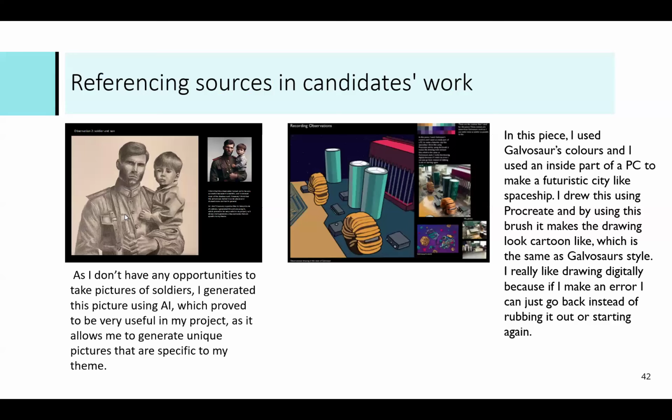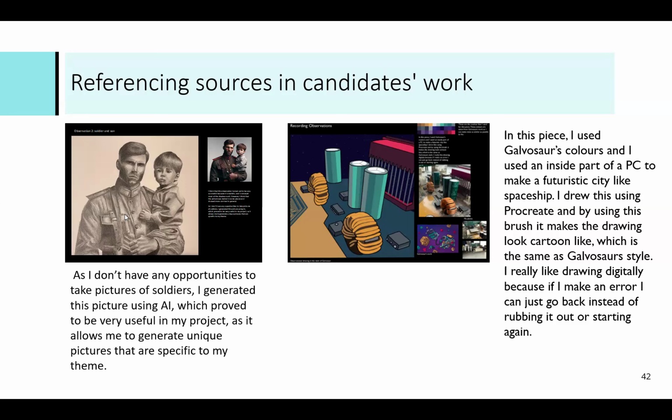So, referencing sources in candidates' work. As we said, AI tools may be used appropriately as part of candidates' research and/or as a means of exploring techniques and processes. In the example on the left of the slide, the candidate explains clearly that the image was generated using AI. As the candidate writes, "As I don't have any opportunities to take pictures of soldiers, I generated this picture using AI, which proved to be very useful in my project as it allows me to generate unique pictures that are specific to my theme."